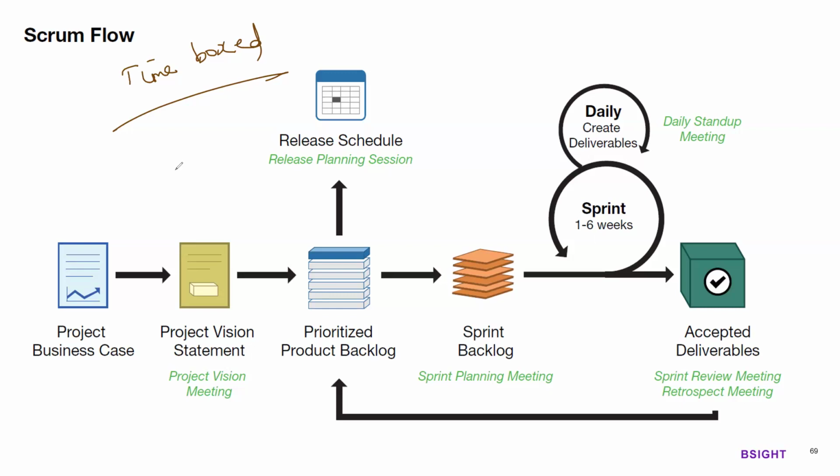Sprint is time boxed. The usual duration of a sprint is 1 to 6 weeks. The standard duration of a sprint is 2 weeks. Let's say you are in a 2-week sprint. Assume you are working 5 days a week. So a 2-week sprint means 10 working days, from day 1 to day 10. Sunday to Thursday this week, Sunday to Thursday next week. So everything is time boxed.